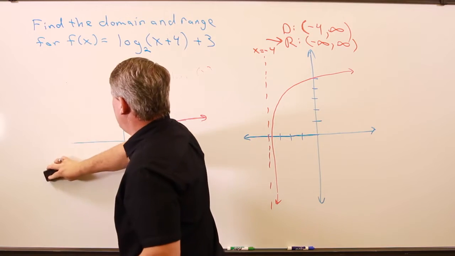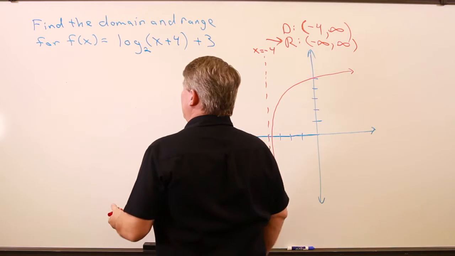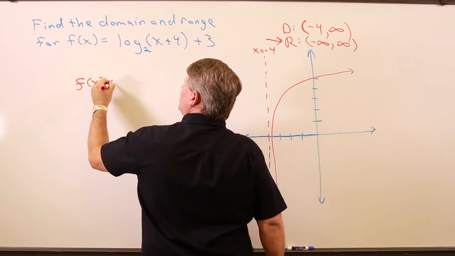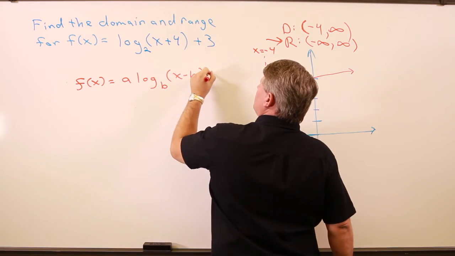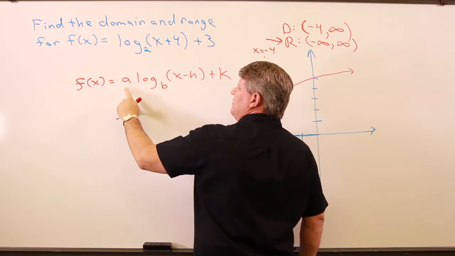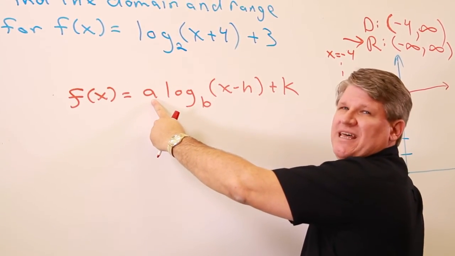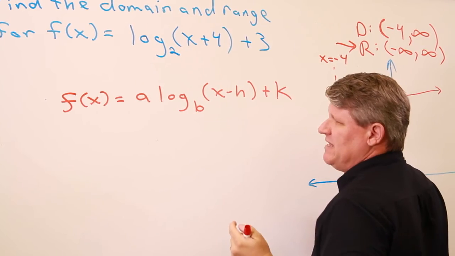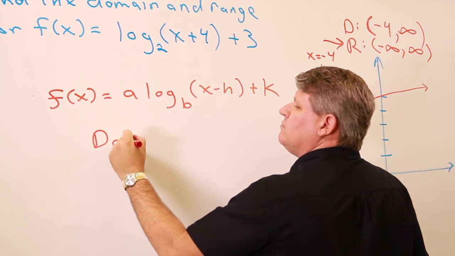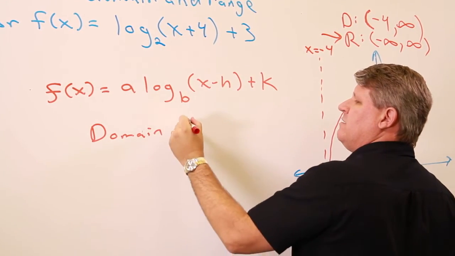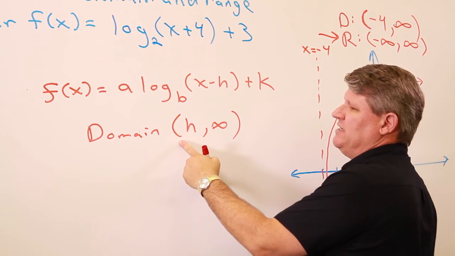Now we can shortcut this process a little bit and say that if we have a logarithmic function in standard form, where a would be stretching or shrinking the function, and honestly, in terms of domain and range, this is not going to have any effect, and our base can be any number, it also does not really matter. The domain of this function will always be h to positive infinity, again using a parenthesis on the h because the h is never actually included.